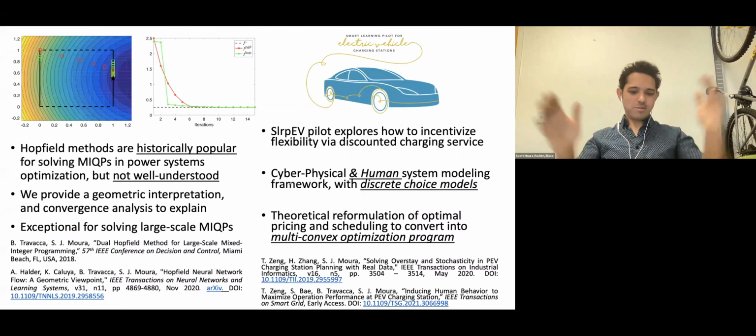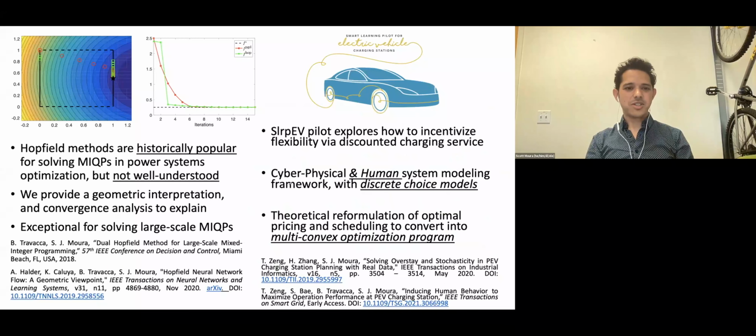Okay, so that's my talk. We talked about Hopfield methods to solve these MIQPs and the SlrpEV project. Thanks for listening. Looking forward to talking more in the panel.